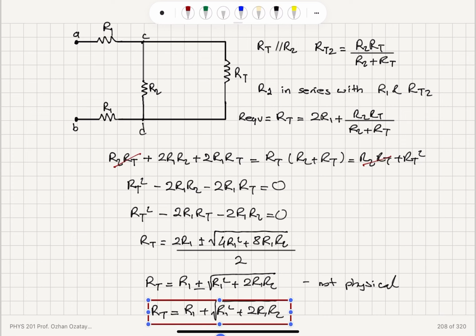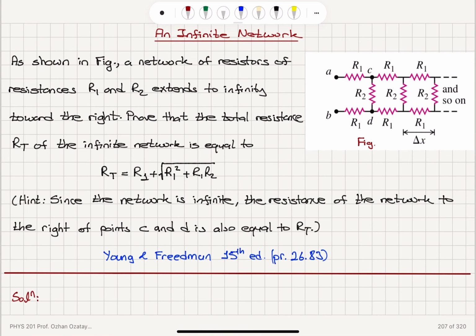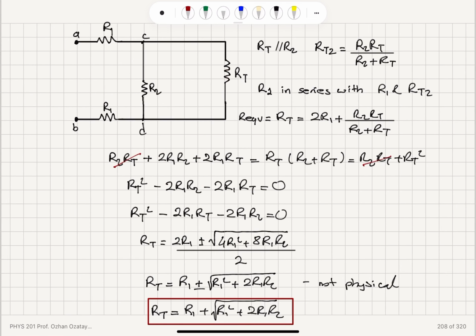Okay, so once again we have an infinite network. So this whole thing after CD, R1, R2, R1, R1, R1, R2, etc. This thing is infinite. Therefore, the answer for this question between A and B is equivalent to the answer for this question between C and D. So this part is what I'm after. So that is in parallel with R2, in series with R1 and R1. So I can use that to calculate RT, because the answer for the equivalent combination here is RT.